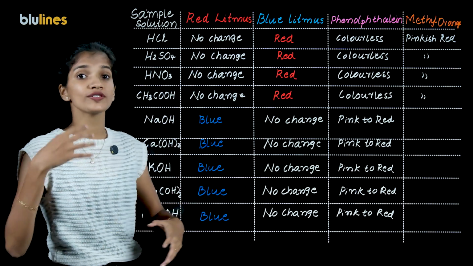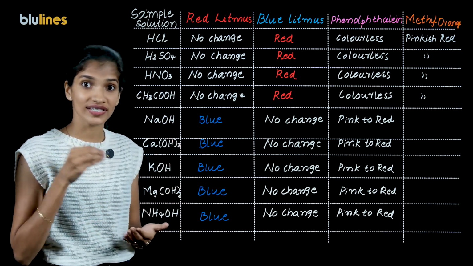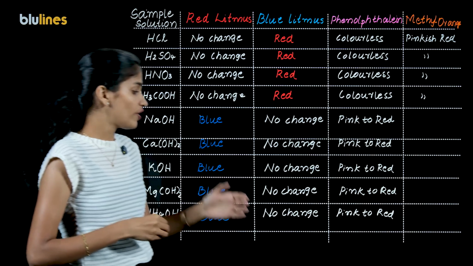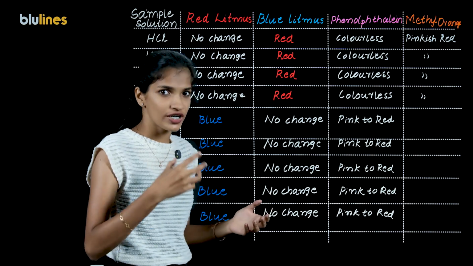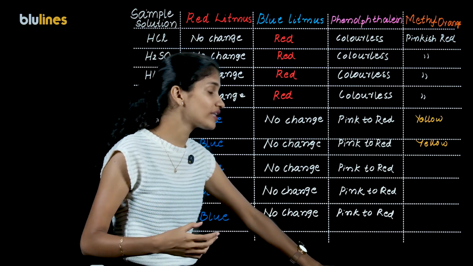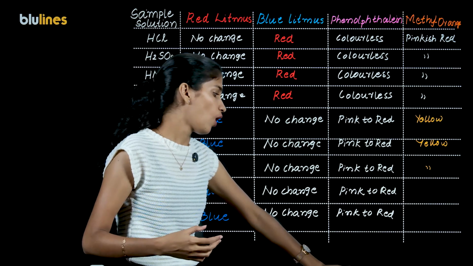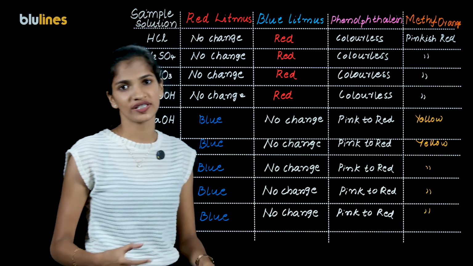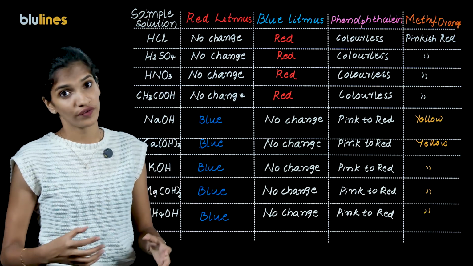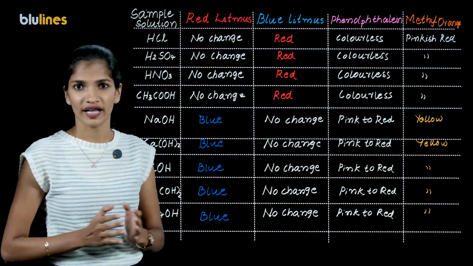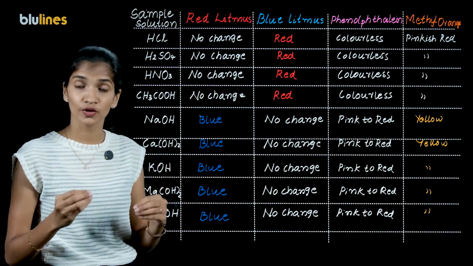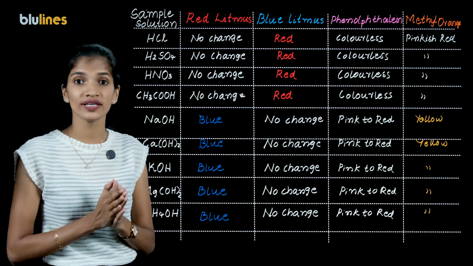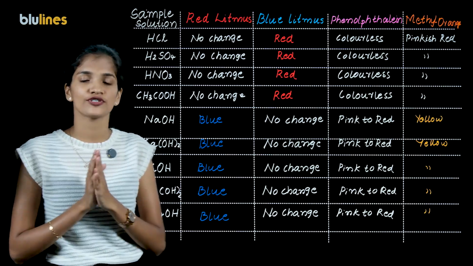Now let's see what is going to happen when methyl orange is added to a base. When basic substances are treated with methyl orange, we are going to get a yellow color. All the basic substances, when treated with methyl orange, will give a yellow color. And this is how we are distinguishing acids and bases using natural as well as artificial indicators.